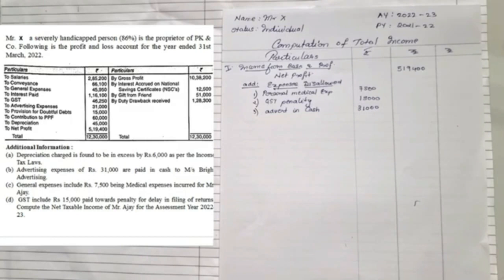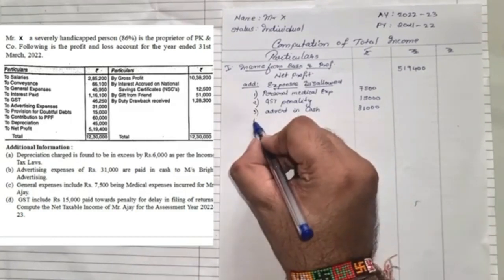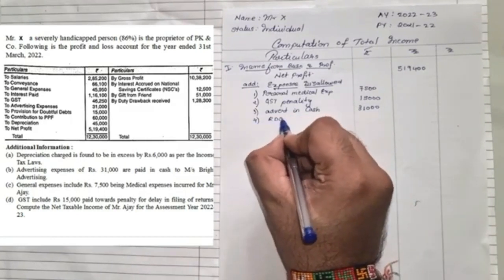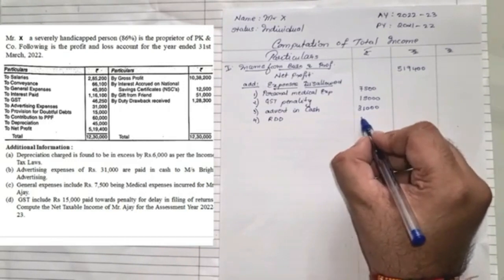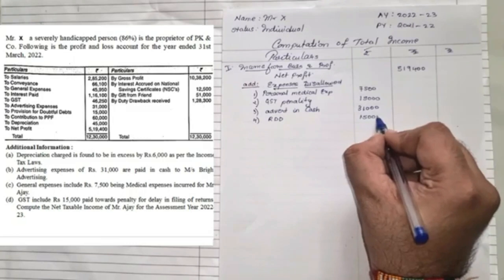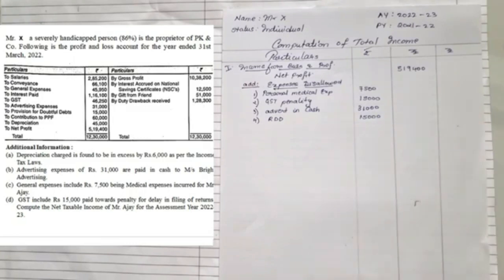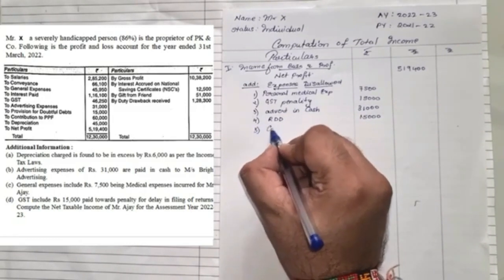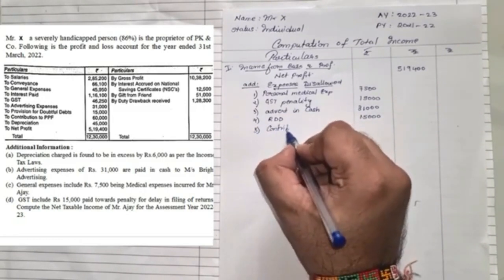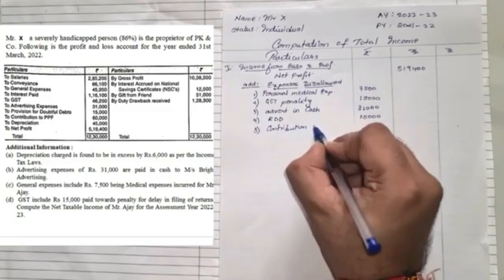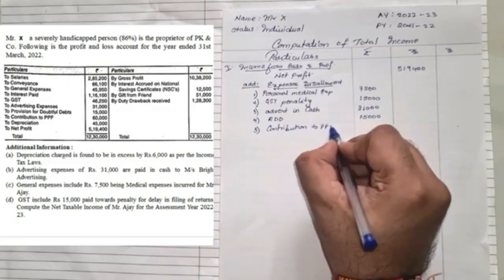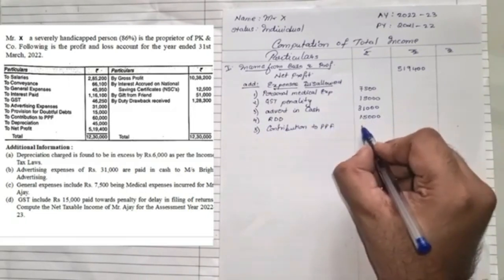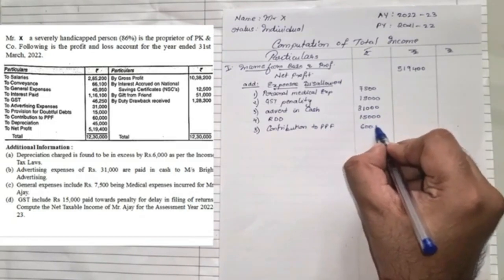The next is provision for doubtful debts, RDD. Remember, bad debt is an expense, but provision for RDD or reserve for doubtful debt is not an expense. It is disallowed. Contribution to PPF is an investment, so that is also again disallowed. So contribution to PPF is completely disallowed, which amounts to 60,000.